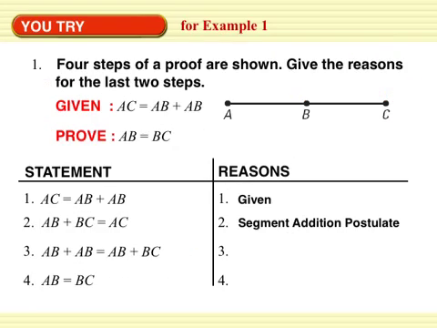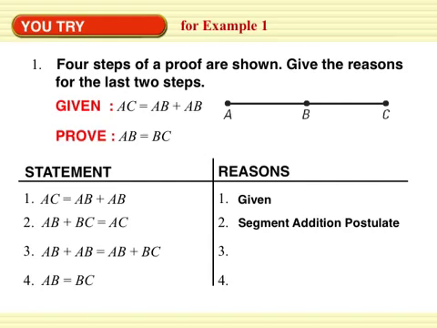Alright, you try. We have 4 steps of a proof. Give the reason for the last 2 steps. Given is AC is equal to AB plus AB. We want to prove that AB is equal to BC. Okay, so again, you always write down your first step first, and it's given. Next, we're saying that AB plus BC equals AC, and that's your segment addition postulate.